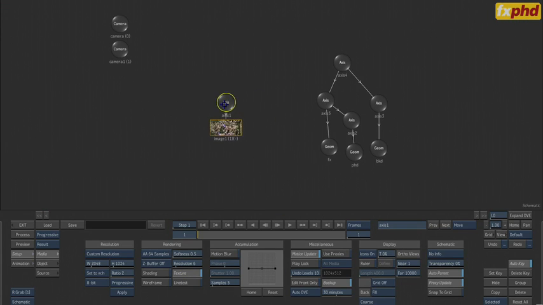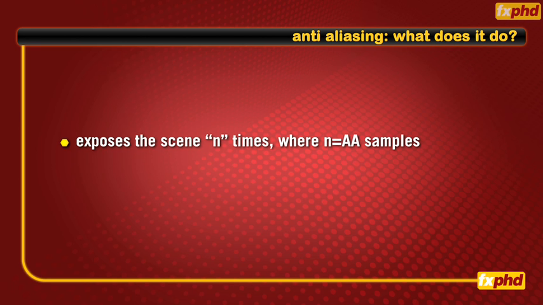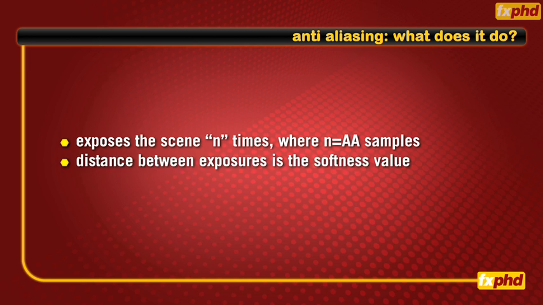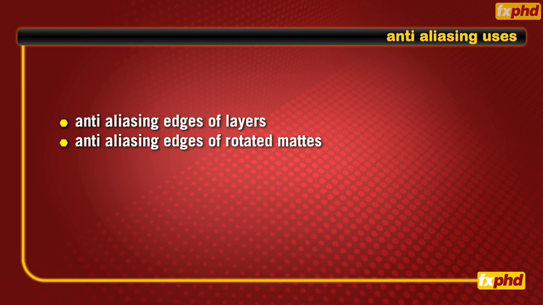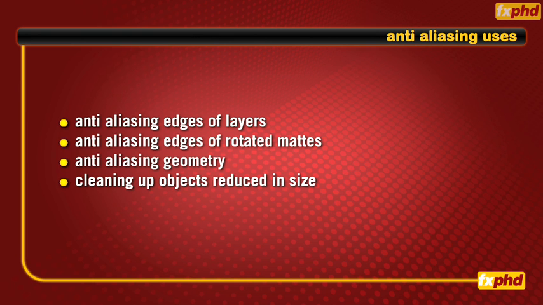So let's recap what I talked about in this special class. First of all, anti-aliasing, what does it do? It effectively exposes the scene n times, where n is the number of samples, and the distance between those exposures is a softness value. So effectively taking multiple pictures of your scene and then averaging them together to come up with those nicer anti-aliased edges. The uses for anti-aliasing: it's good for edges of layers, edges of rotated mats, anti-aliasing geometry, and cleaning up objects reduced in size. Bottom line is it doesn't inherently make your images prettier. And in fact, it can do, as you saw today, quite the opposite.